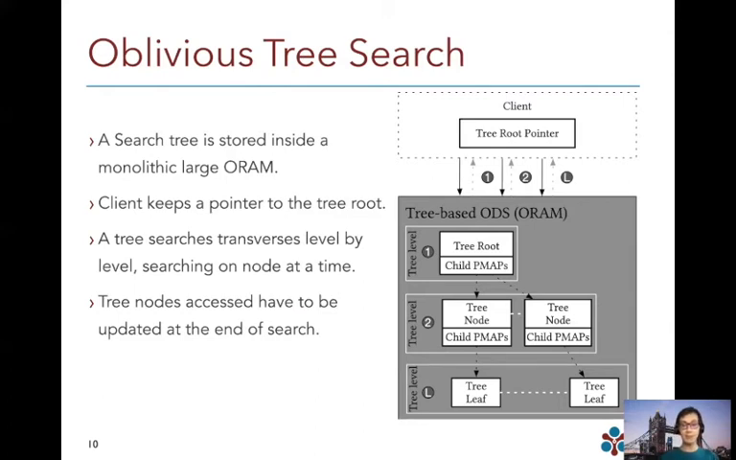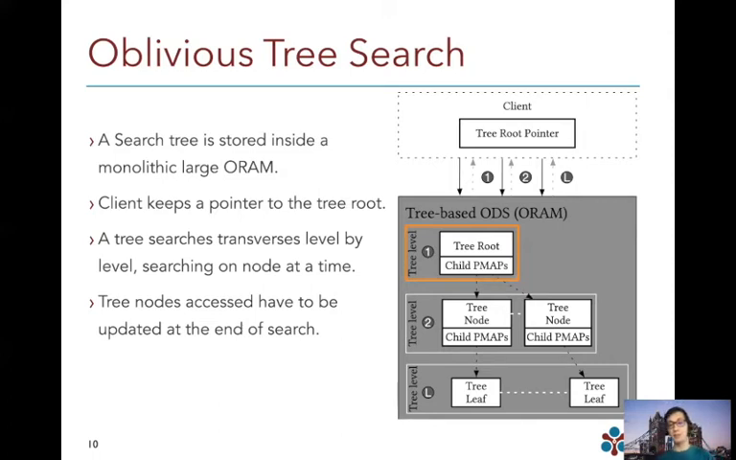The core idea is to have a single monolithic ORAM scheme where an entire search tree is stored inside of this ORAM encryption scheme. To actually search the data, we keep on the client, for example the trusted hardware, a tree root pointer to the root of the search tree. So we take this pointer, we fetch the first block on the ORAM encryption scheme, and then search for the next child nodes.